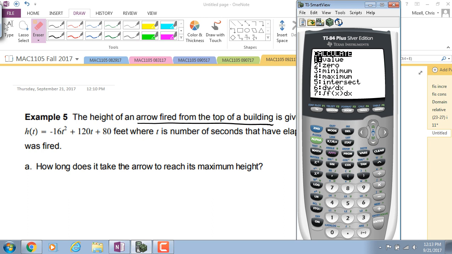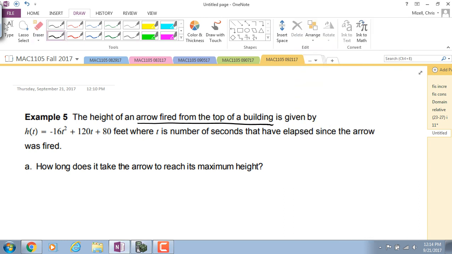What's the maximum height attained by the arrow? Second calc, maximum. Left bound of 2 seconds. Right bound, what do you think? 4 seconds? Ooh, barely. Should I have gone with 5 there? Or am I beyond the top point? You think I'm beyond the top point? I should have gone with 5. Kind of feel bad about that. Enter. I think 3.75 seconds is how long it takes the arrow to reach its maximum height.